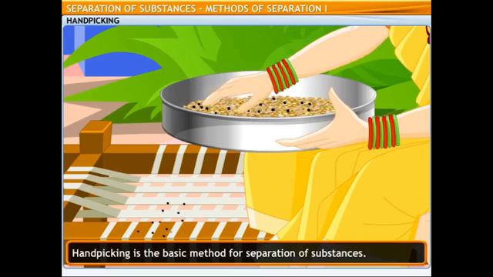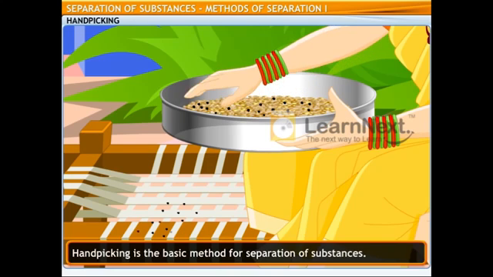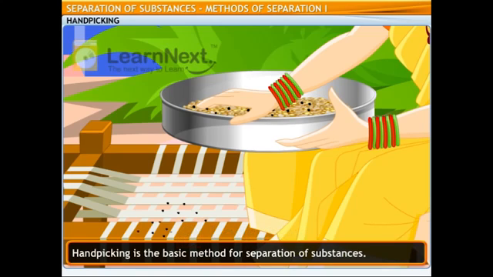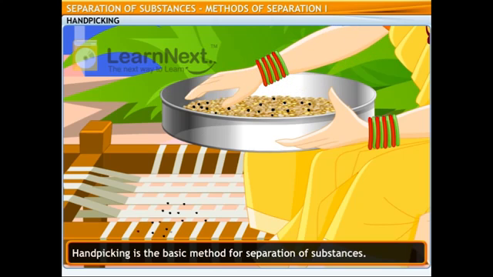Hand-picking is the basic method for separation of substances. It involves simply picking out substances by hand and separating them from others. The substances being separated may be impurities that have to be thrown away, like in this case. Or it may be that both the substances being separated are useful, such as if you separate green grapes from black ones from a mixture of the two.